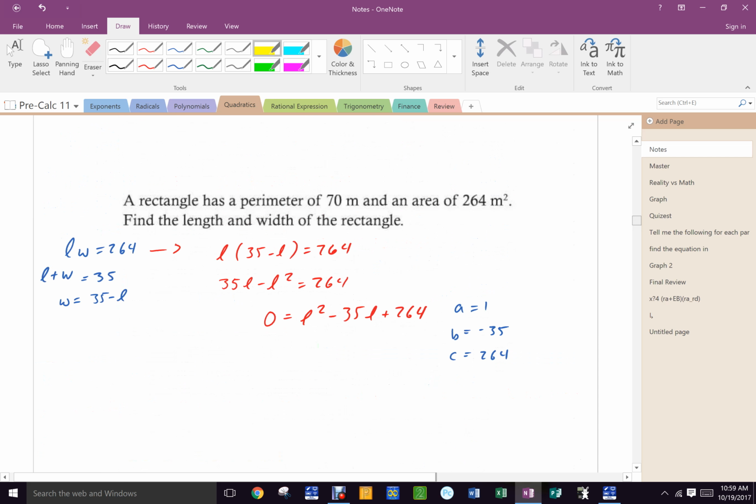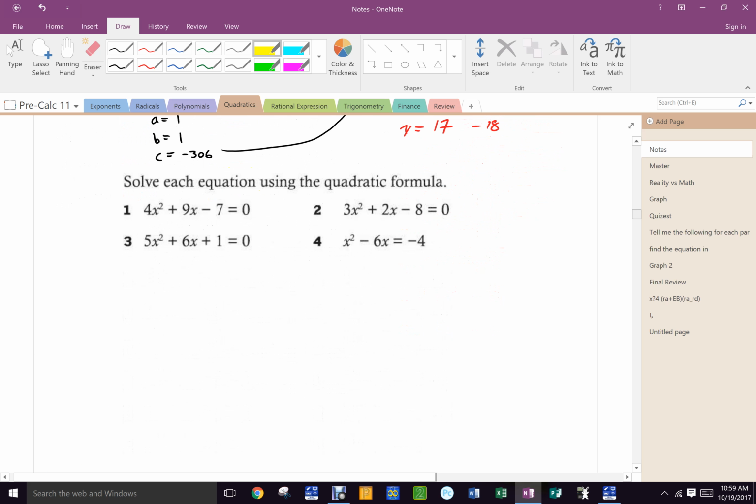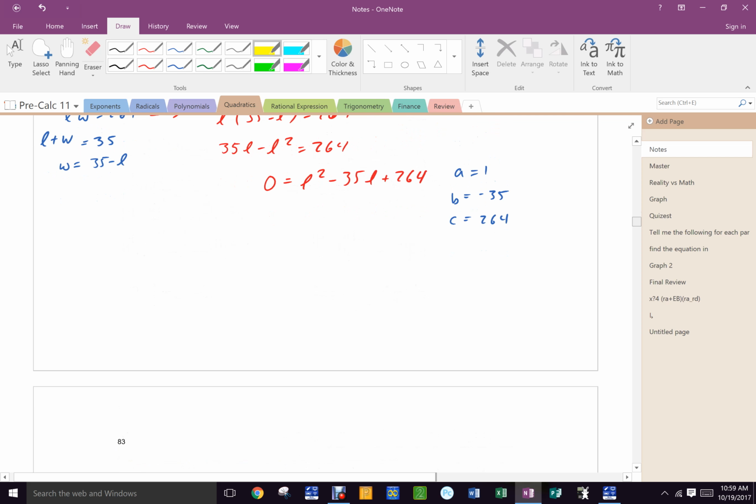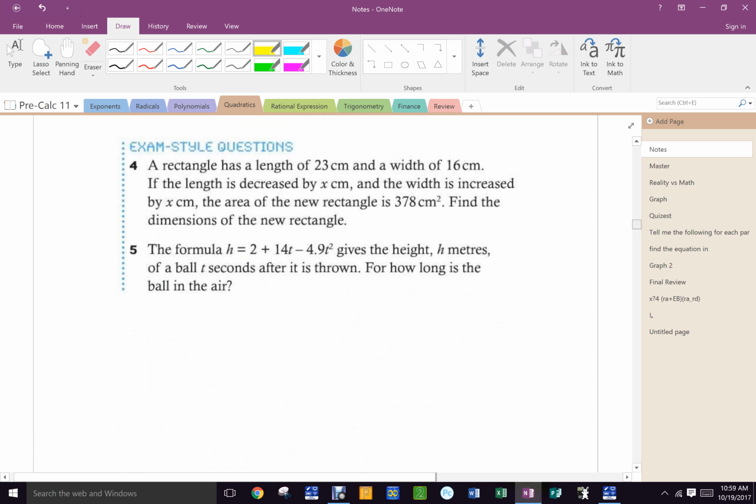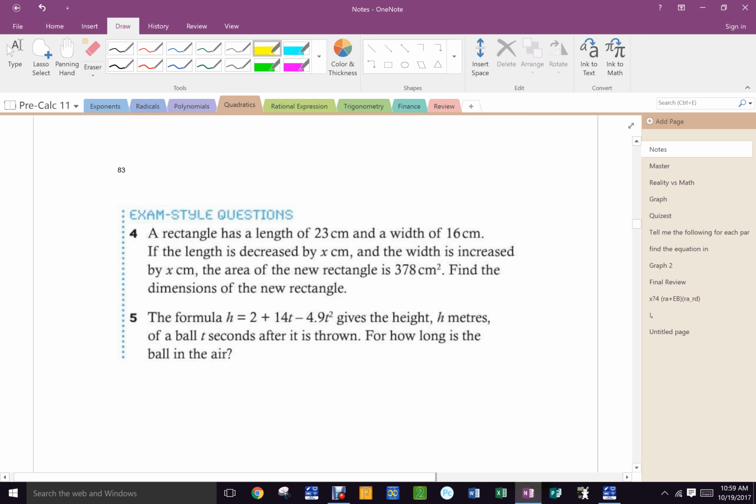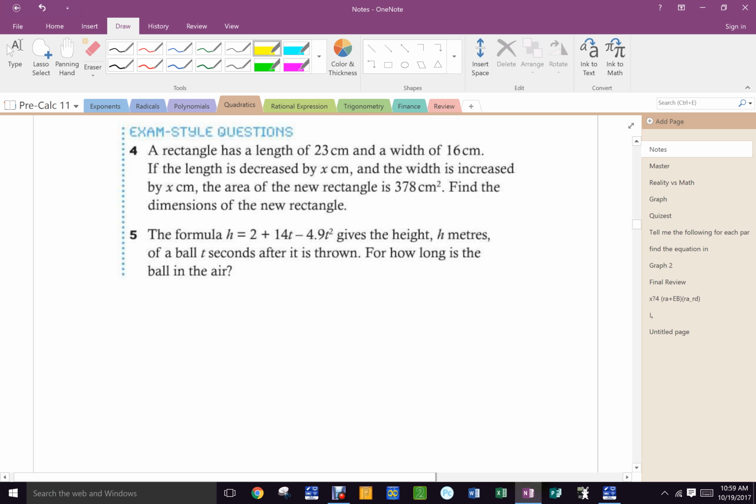I stress to you, if you're going to start not doing practice, I would make sure that I attempt 4 and 5 here. If you are trying to find a way out of doing work, I would highly recommend you attempt those 2 at least. Because as you can see, they are exam-style questions.